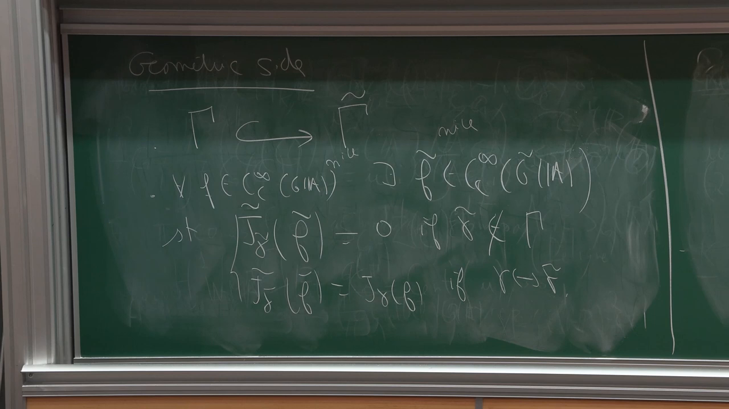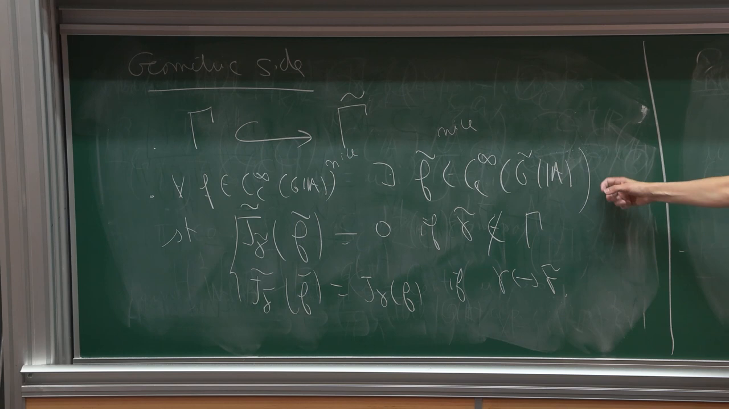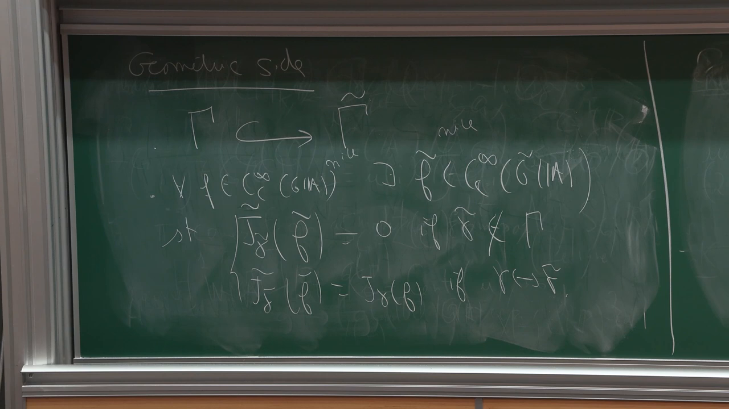So from this, I get the equality of the geometric sides of the Jacquet-Rallis trace formula for G and the relative trace formula for G tilde. And so we have equality of the spectral sides.